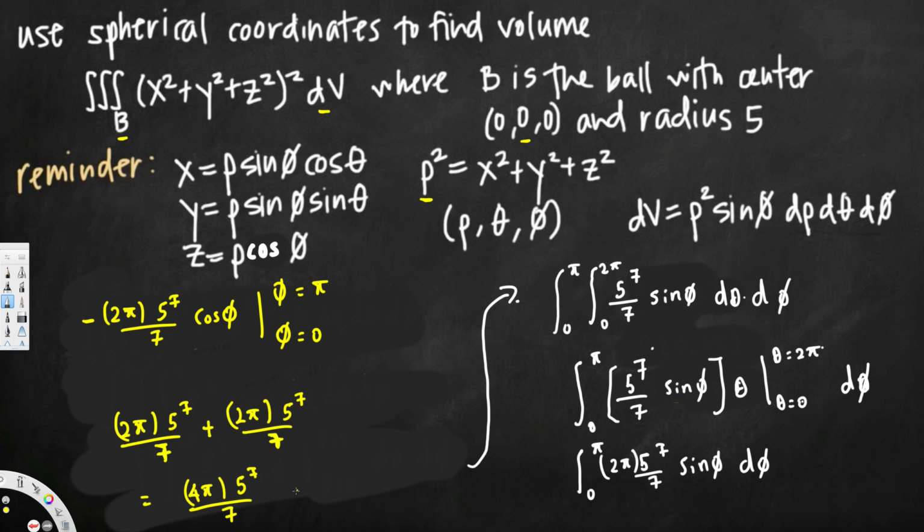5 to the power 7 divided by 7, and if you calculate this one using a calculator, you will get 312,500 phi divided by 7. So this is going to be the final answer.